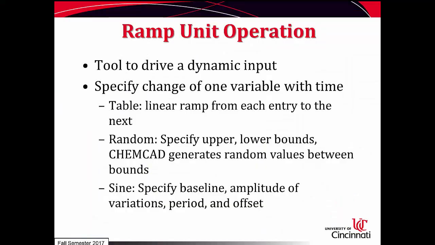to do. As I mentioned, the ramp function is a tool to drive a dynamic input. We can change one variable at a time with each ramp unit. If you need to change more than one variable, you can add more than one ramp. So you might have remembered when I just showed you that operation, you could see a table. In the table, CHEMCAD will just do a linear ramp from each entry in the table to the next one. You can specify random values, meaning CHEMCAD will just put random numbers in at each time step, or you can specify a sine wave input by giving a baseline, an amplitude, a period, and an offset. We'll go through examples of each of these.